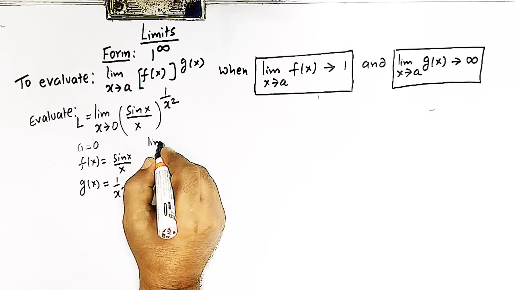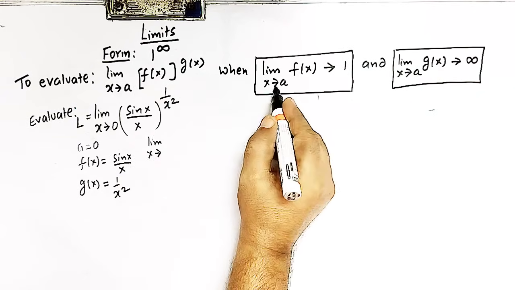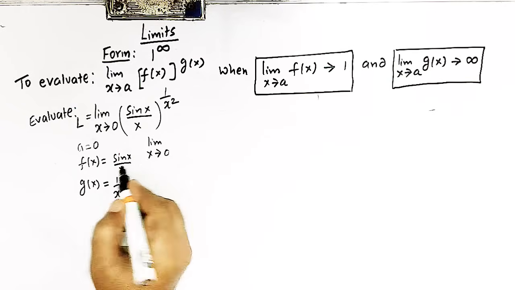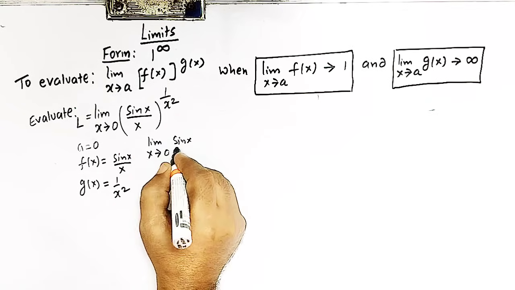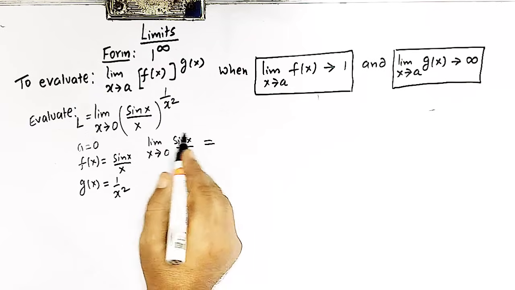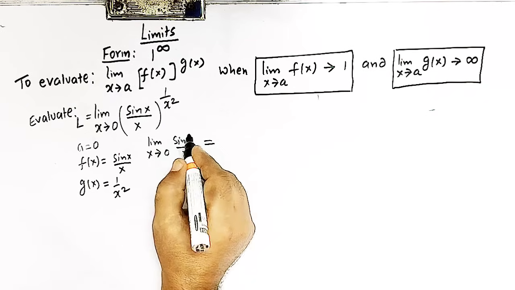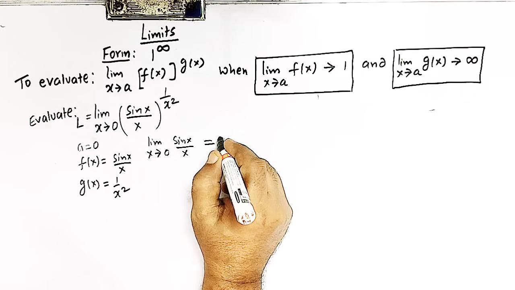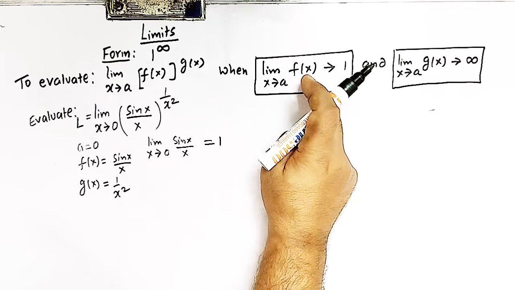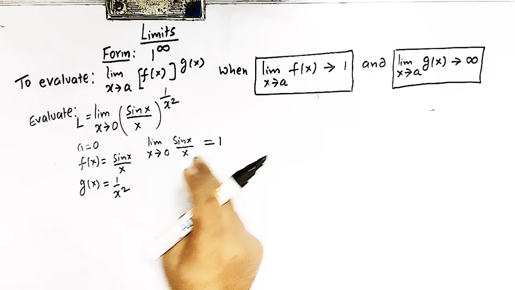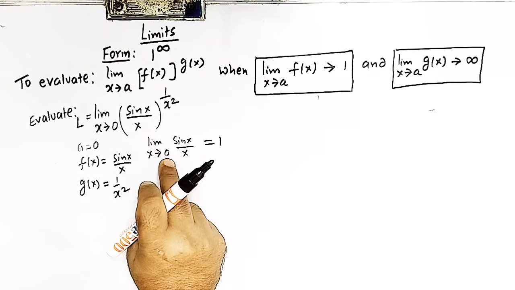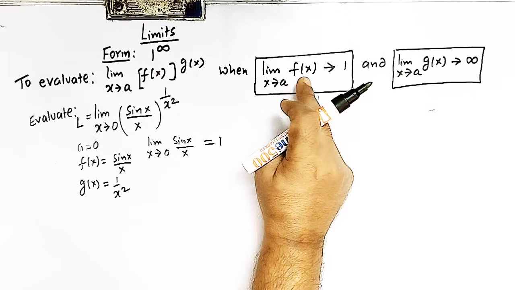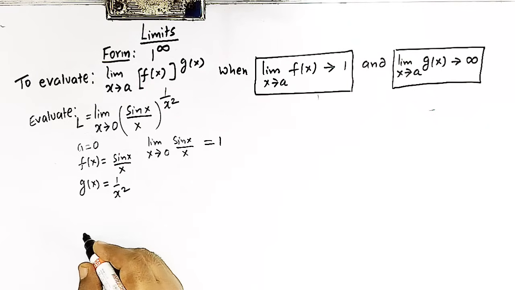So let us now find these two limits. Limit x tends to a, that is limit x tends to 0, of f of x, which is sine x over x. From trigonometry we know this is a well-known limit: limit x tends to 0 of sine x over x is equal to 1, right? So this condition is satisfied, that is, limit x tends to a of f of x tends to 1.